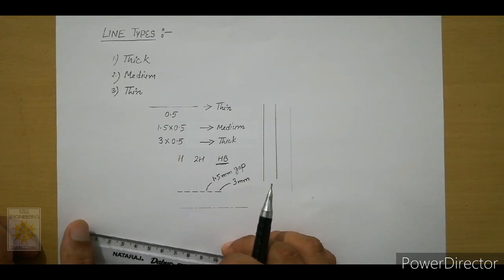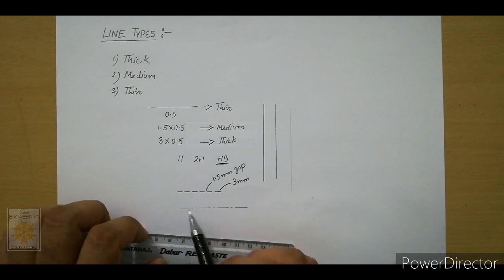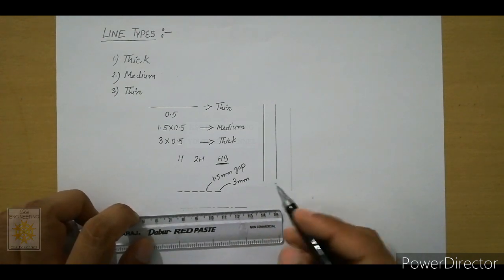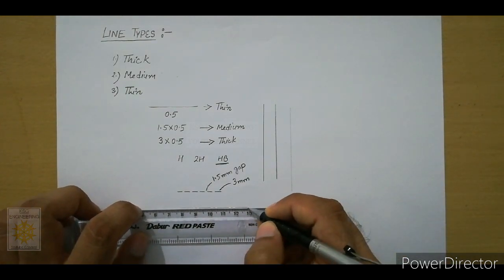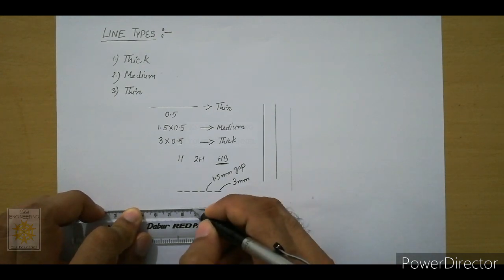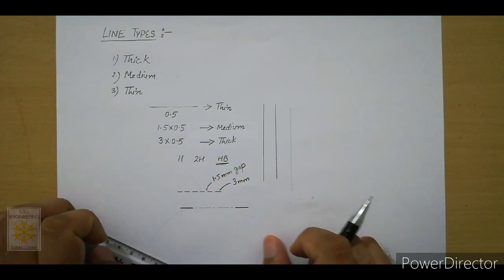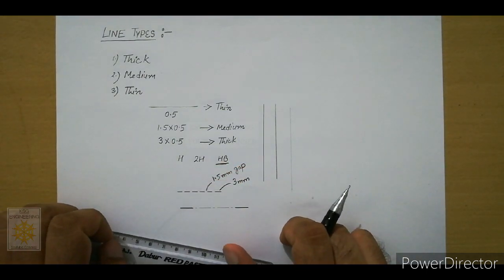Then in the lecture we talked about the cutting plane line, that is chain thin thick at ends. In that case you will first draw a chain thin line, and after that you will make the last dash and the starting dash thick. So it will become chain thin thick at ends.